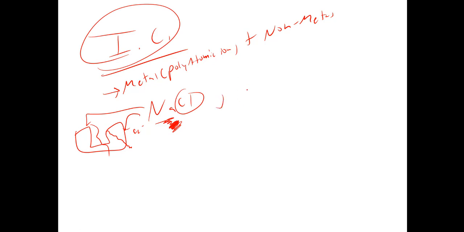Another example would be magnesium fluoride. Again, metal for magnesium, non-metal for fluorine, based on the location of the periodic table. So that's something that you want to memorize, the pattern.